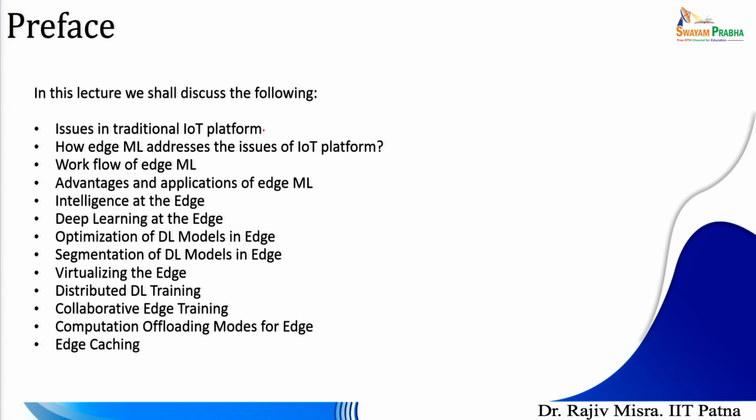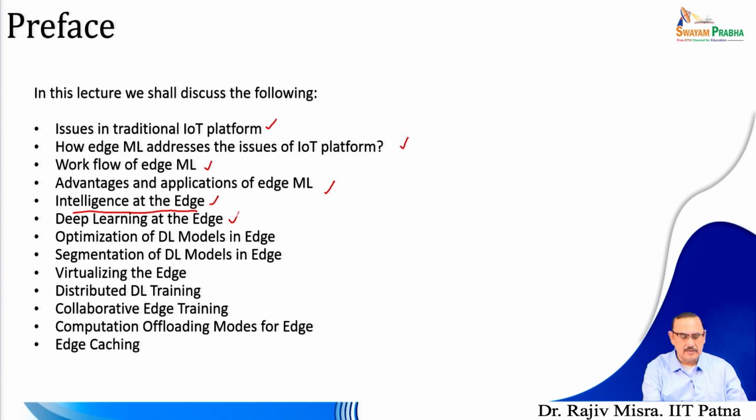That is, we are going to discuss about the issues which are going to be there in traditional IoT platform, that is Internet of Things platform, how the Edge ML addresses the issues of such IoT platform, what are the workflows of edge machine learning and the advantage and applications of edge machine learning. Then we will discuss about the intelligence at the edge.